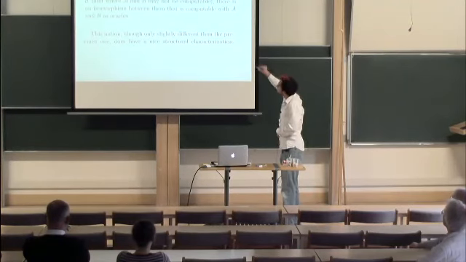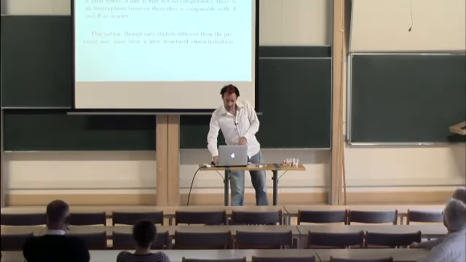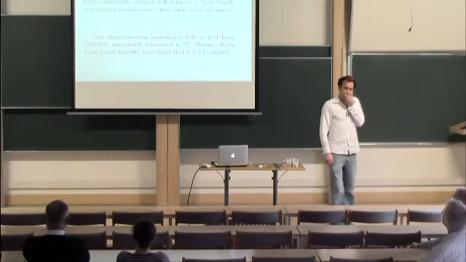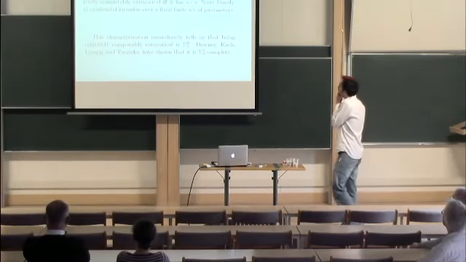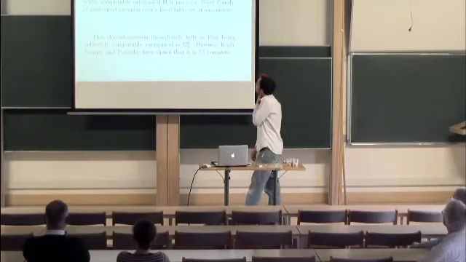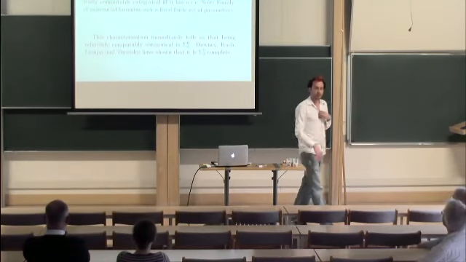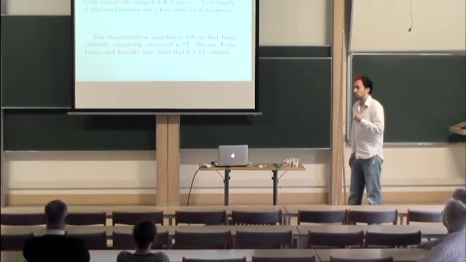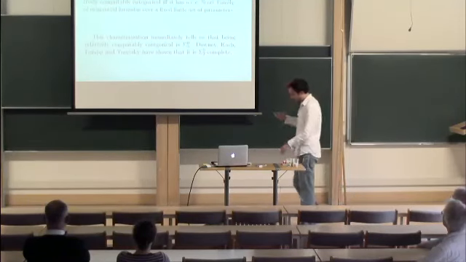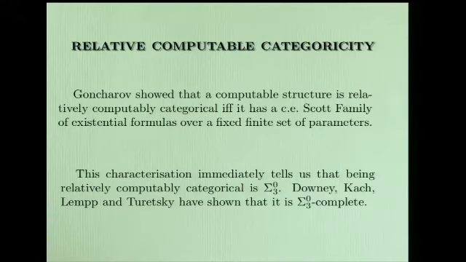Anyway, for this you can get a nice characterization, which is due to Goncharov. A computable structure is relatively computably categorical if and only if it has a c-Scott family of existential formulas over a fixed finite set of parameters. So what does that mean? Scott family is a simple object, right? A Scott family is just a family of formulas such that any tuple in the structure has to satisfy at least one of the formulas. And for any one of the formulas, if any two tuples in the structure satisfy that formula, then they're actually automorphic. Okay, so it's a family of formulas that defines the automorphism orbits in the structure.